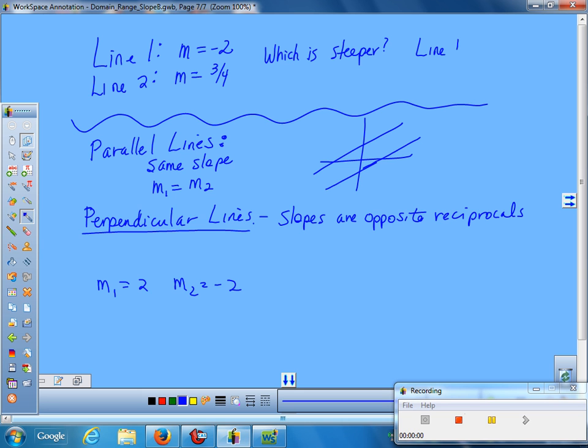So if the slope of the first line is 2, what would be the slope of the perpendicular line? -1/2. Because you have to flip it over and change the sign. So yes, you would get -1/2 would be your perpendicular slope.